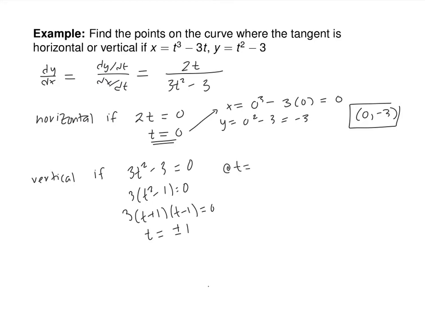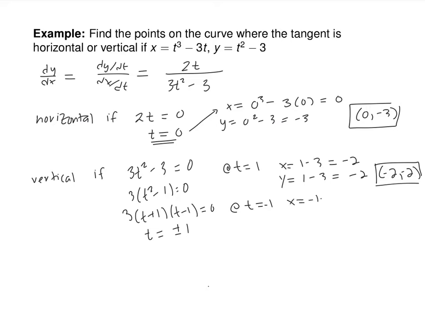So at t equals positive 1, the x is 1 minus 3, or negative 2. And the y is 1 minus 3, or negative 2. So we have a vertical tangent at the point (negative 2, negative 2). And also at t equals negative 1. In that case, the x will be negative 1 plus 3, or 2. And the y will be 1 minus 3, which is negative 2. So we have another vertical tangent at the point (2, negative 2).